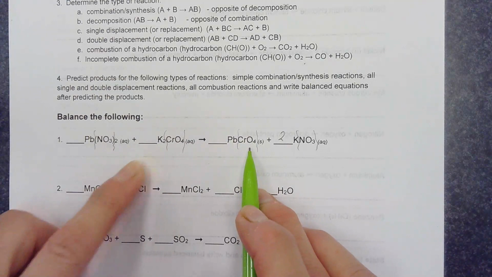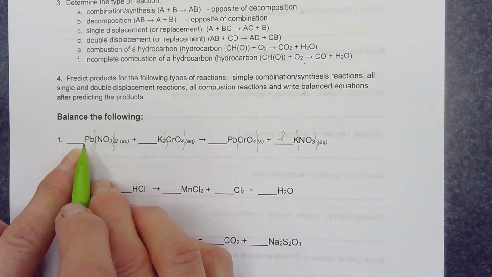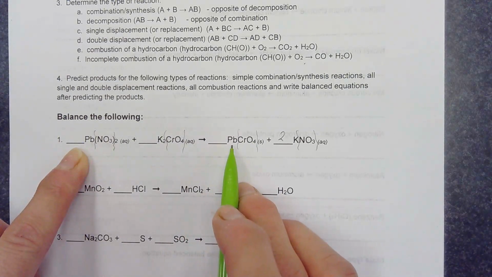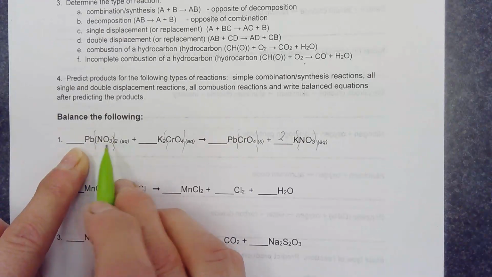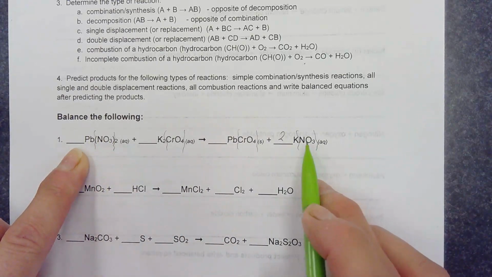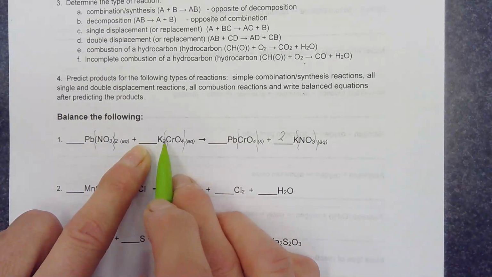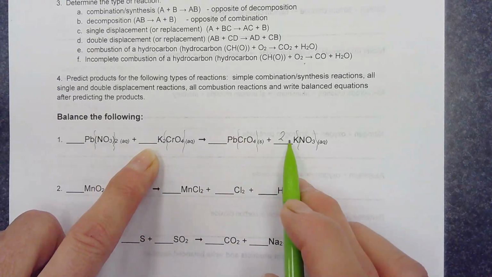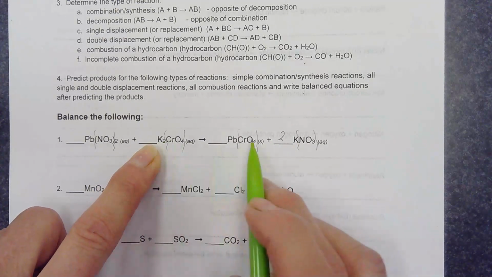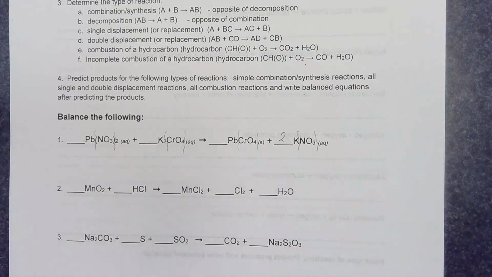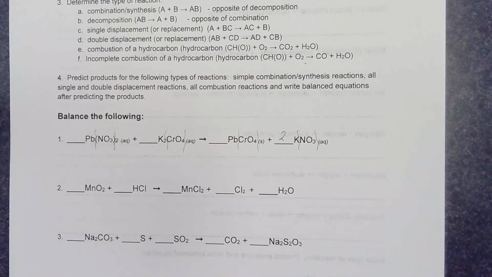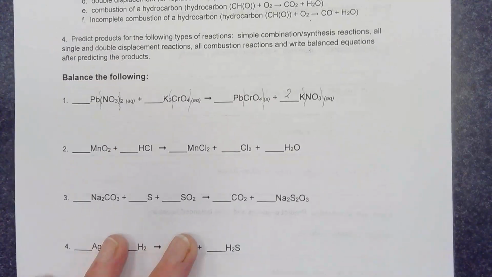Now let's do that again. How many Pb's? 1. How many nitrates? Nitrates. Potassiums. Chromates. Check. Does that make sense? You don't have to write anything down. That's what you do. It's a game. Go back and forth, playing the game till it balances. Okay? All right, let's look at the next one.